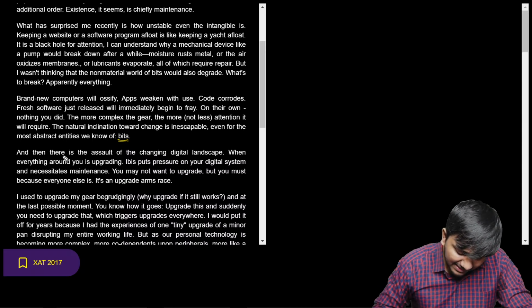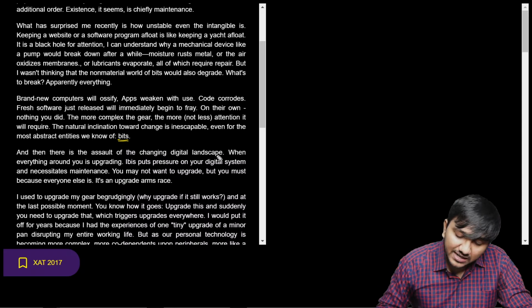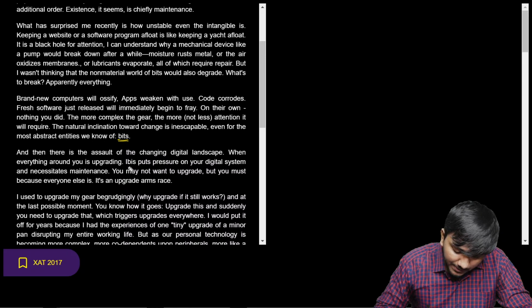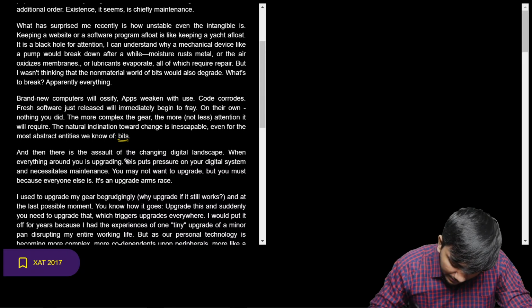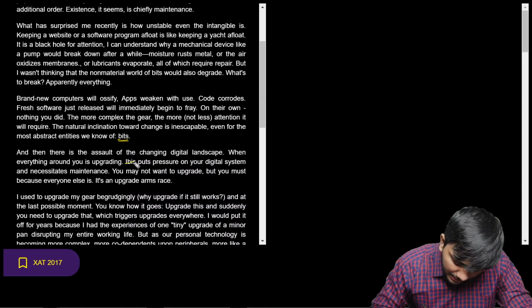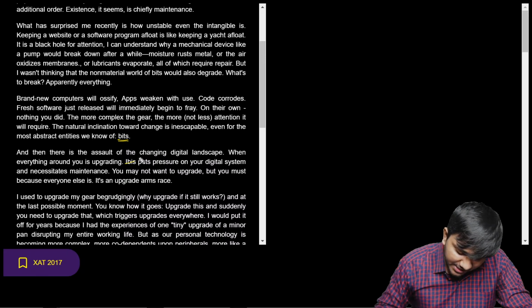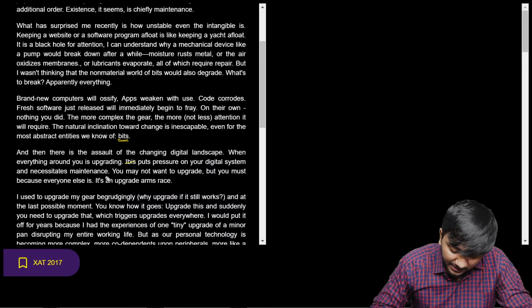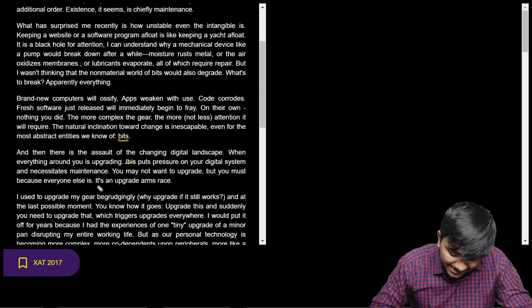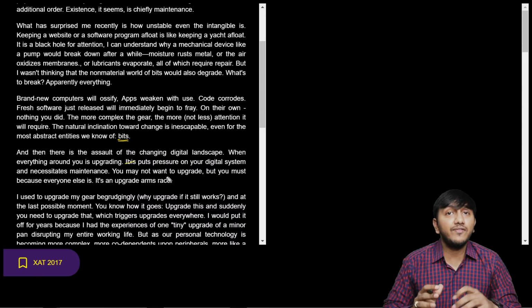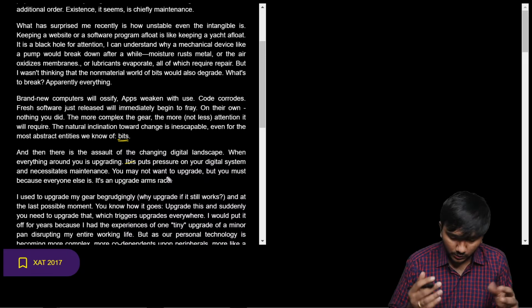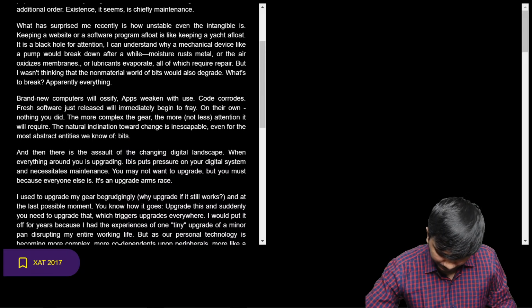right? And then there is the assault of the changing digital landscape. When everything around you is upgrading, it puts pressure on your digital system and necessitates maintenance. You may not want to upgrade, but you must because everyone else is. It's an upgrade arms race. Even if you don't want to upgrade, you have to upgrade. That's what he is trying to tell here.